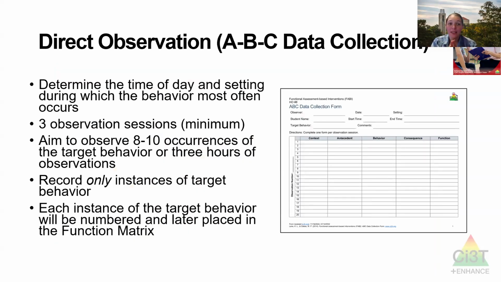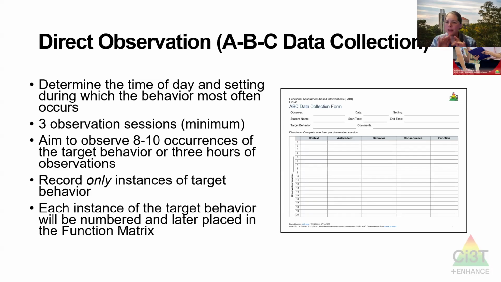but first up, we decide what part of the day we're going to observe. So you're looking for the time of day where that target behavior, that challenging behavior that you're trying to reduce, happens a lot. We find that time of day, and we want to make sure we observe at least 3 times. We're hoping that we'll get to see 8 to 10 instances of the behavior, and if not, we want to make sure we get at least 3 hours. The reason we're doing that is we just want to make sure we've observed long enough to pick up on any patterns. We want to have as many examples as we can get of what this behavior looks like in the classroom. And we're only looking for that target behavior.